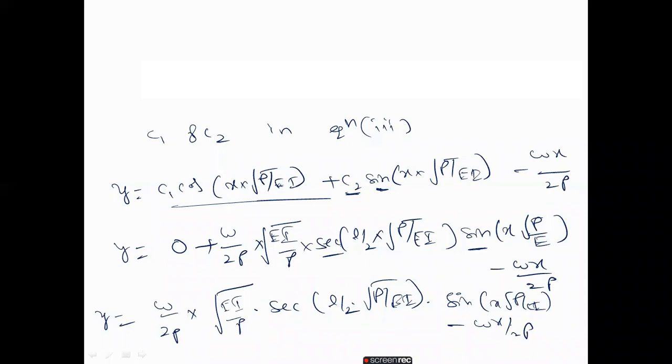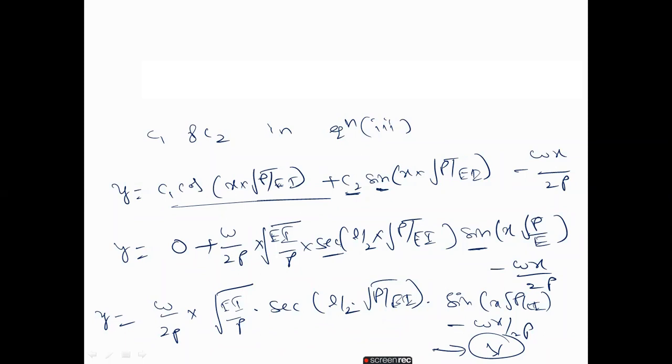So this one we got the y value. This is equation 5. It will give the deflection at any section. If the problem asks for the deflection at any section, use this formula only: W by 2P multiplied with the square root of EI by P and secant of L by 2 square root of P by EI, sine x into square root of P by EI minus Wx by 2P.